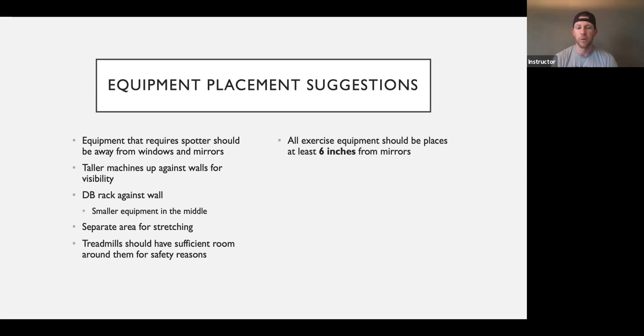Treadmills should have sufficient room around them, so you shouldn't have them so close to each other. But we'll see some pictures in a second of close areas. And then all exercise equipment should be placed at least 6 inches from mirrors. So that might be a test question. I can't guarantee it on the actual exam. But again, you don't want anything closer than 6 inches. You want some buffer between your equipment and the mirrors.